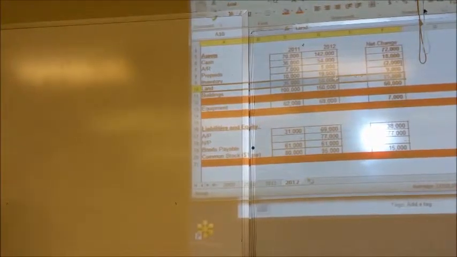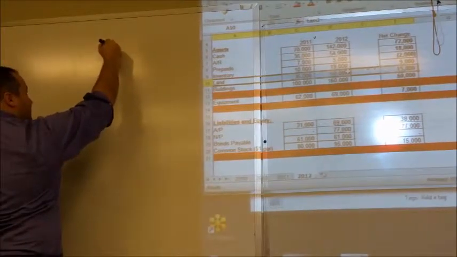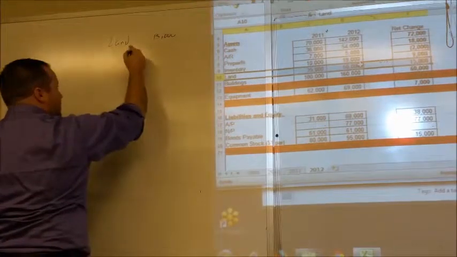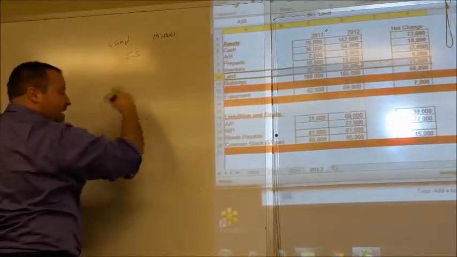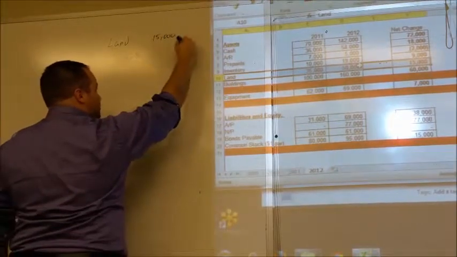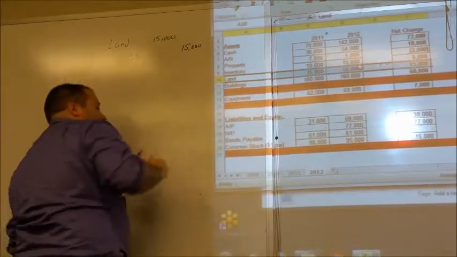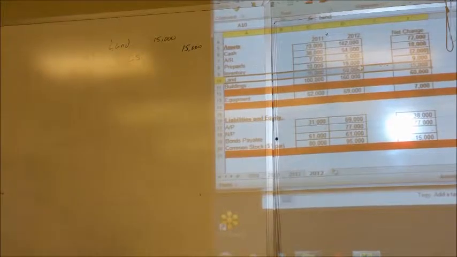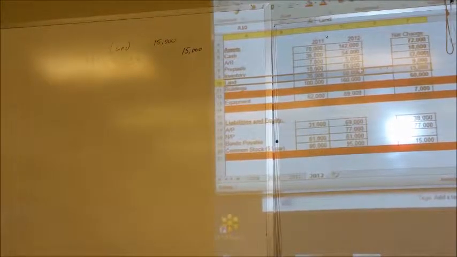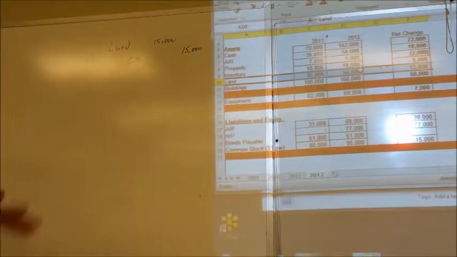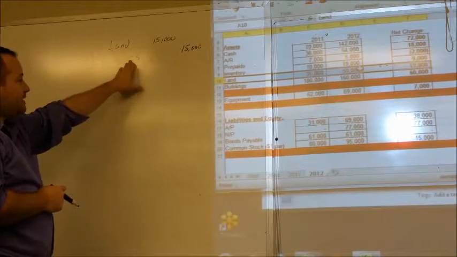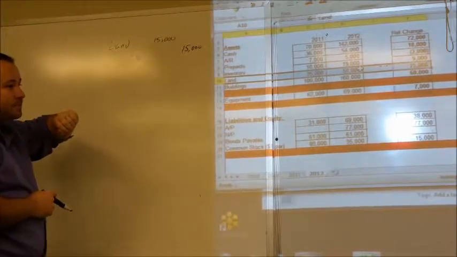So my journal entry would obviously say, what did I get? Land, $15,000. And assuming I sold it for common stock, it doesn't tell me the specifics or what par is. So we'll just assume I sold the stock at par as well. That would have been my journal entry. I bought land and I issued common stock instead of maybe paying cash.